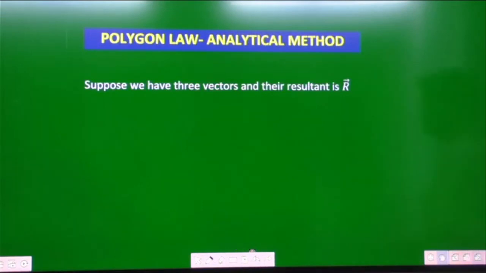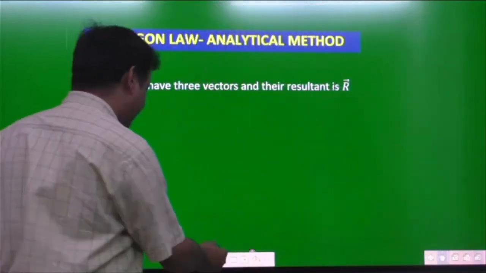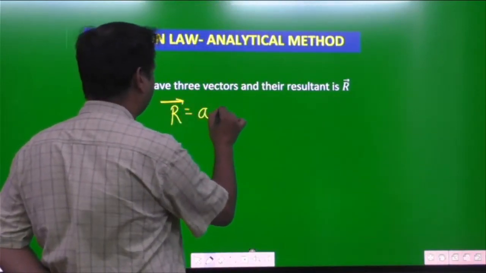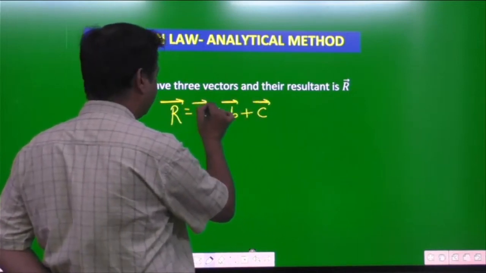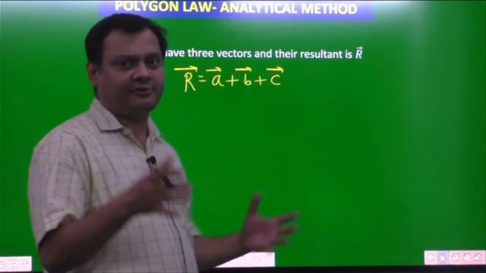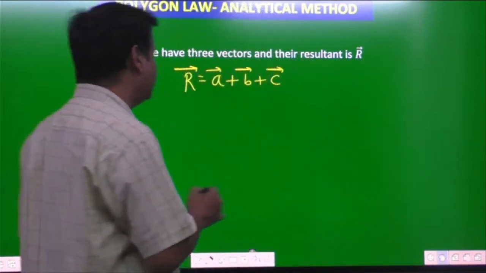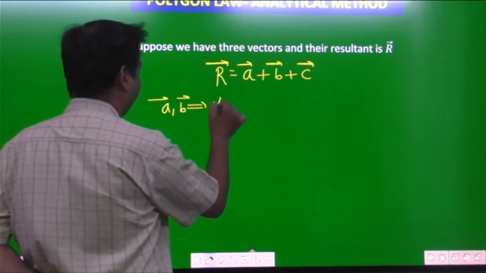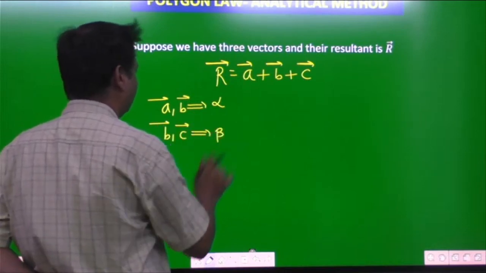Now see the Polygon law, the analytical method, okay? Suppose we have three vectors A, B and C and we have to add them and the resultant is vector R. What is the meaning of analytical method? We will calculate mathematically. We will derive the formula or the expression for the magnitude of the resultant and the direction of the resultant, okay? And suppose the angle between A and B is alpha and the angle between B and C is beta, okay?